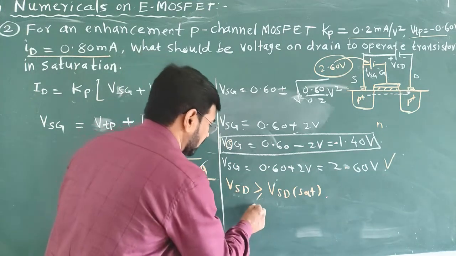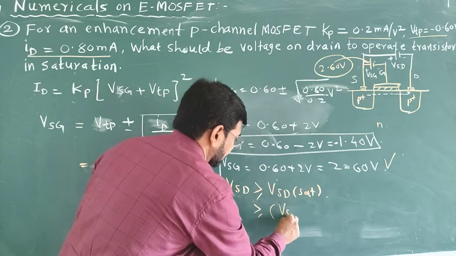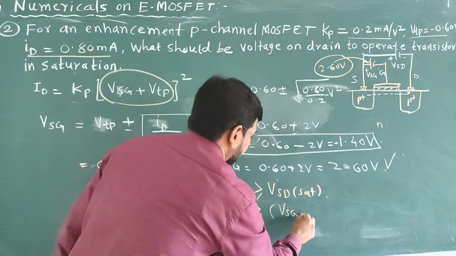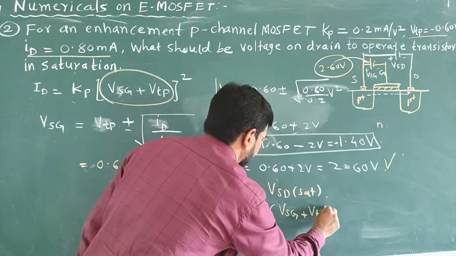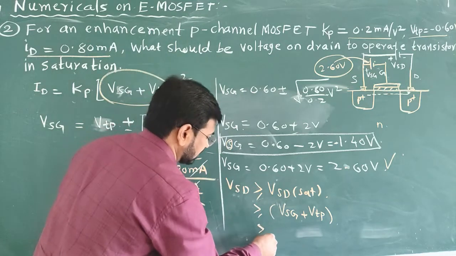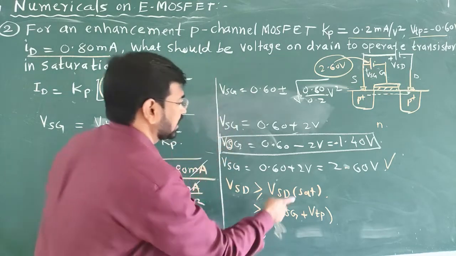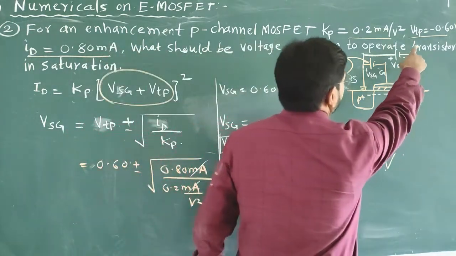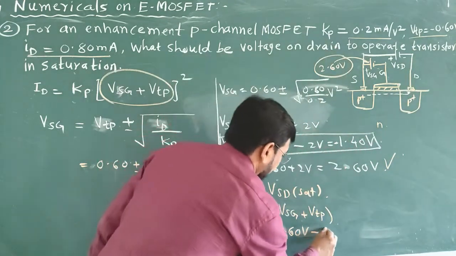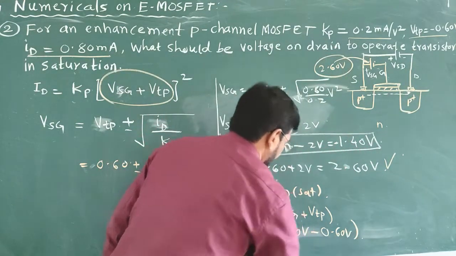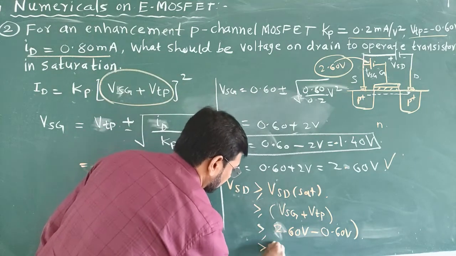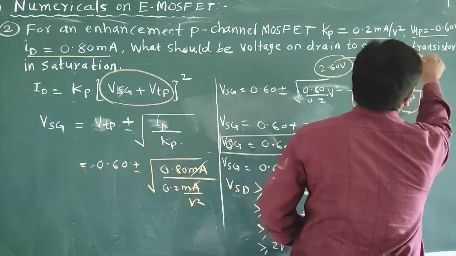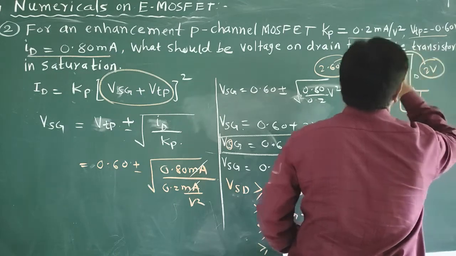What is VSD saturation voltage? It is VSG, we have written here. So, this is the overdrive voltage. It is VSG plus VTP. What is VTP? It is negative. So, VSG we have 2.60 volt minus 0.60 volt. So, it is around 2 volt. So, VSD should be 2 volt. This voltage VSD should be positive 2 volt.